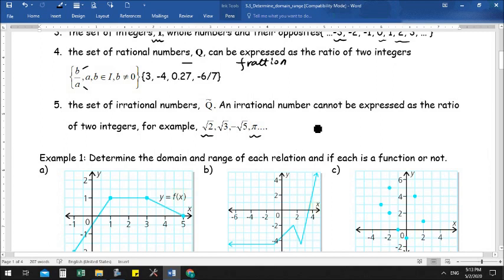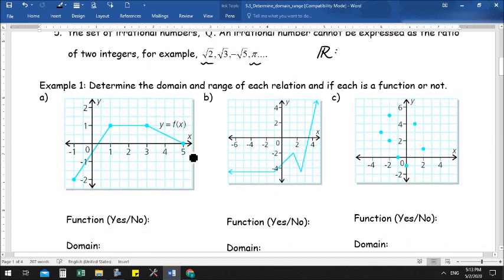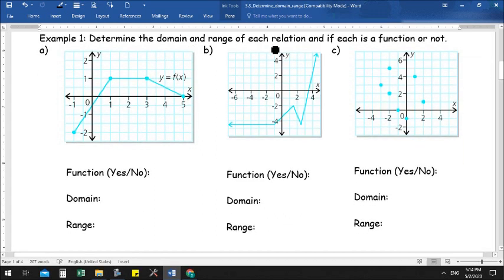Okay. And like I said, don't worry about all the number sets. You just remember, okay, R means the set of real numbers. Real numbers means all the numbers on your number line. Then it's okay. So we are going to practice finding the domain and the range from a given graph.